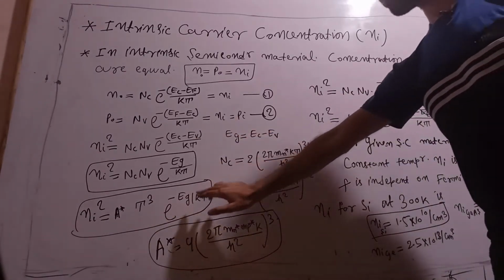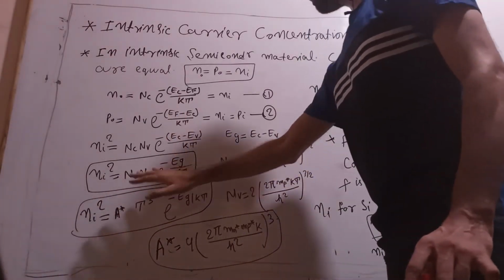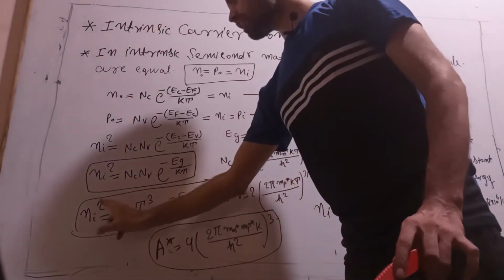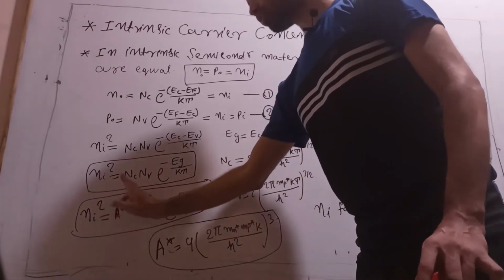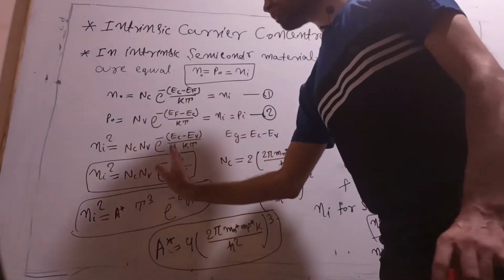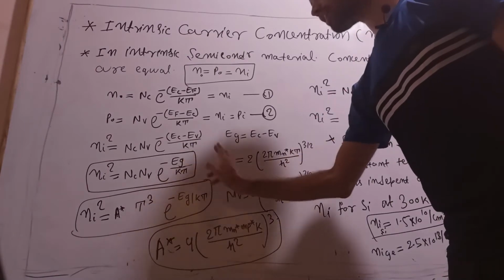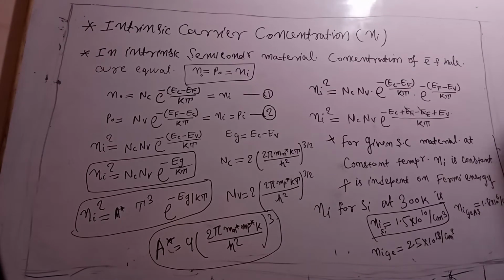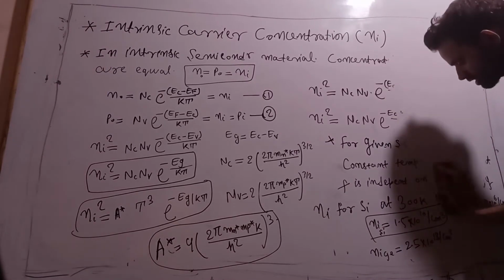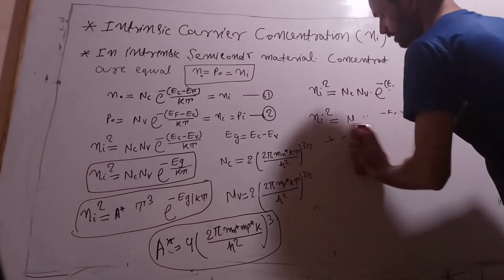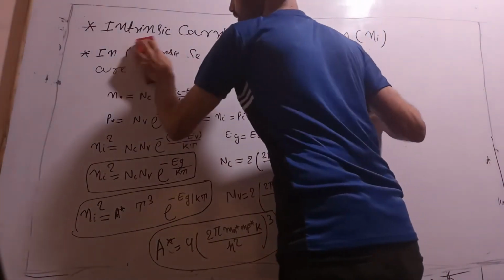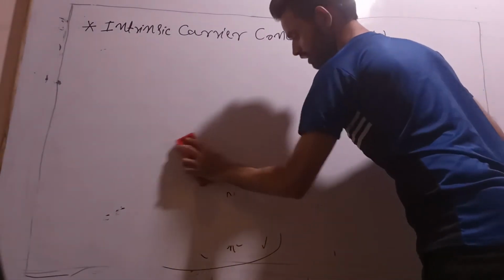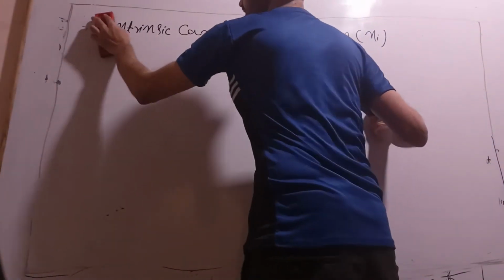It is a function of what? Energy band gap and temperature. It is independent of the Fermi energy level. Therefore, at any constant temperature, Ni is constant. This means the intrinsic carrier concentration is constant for a given temperature, and is independent of the Fermi energy level. Now let's go for the intrinsic Fermi level. So this is about intrinsic carrier concentration.